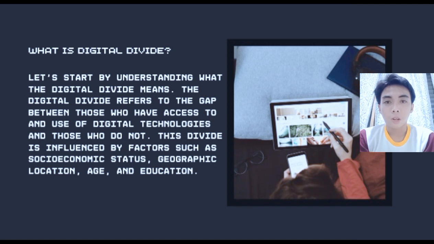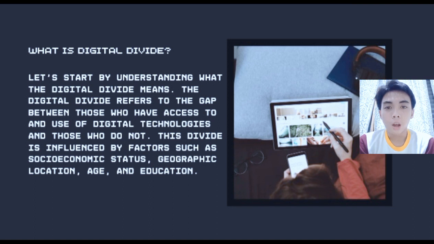The digital divide refers to the gap between those who have access to and use of digital technologies and those who do not. This divide is influenced by various factors including socioeconomic status, geographic location, age, and education.